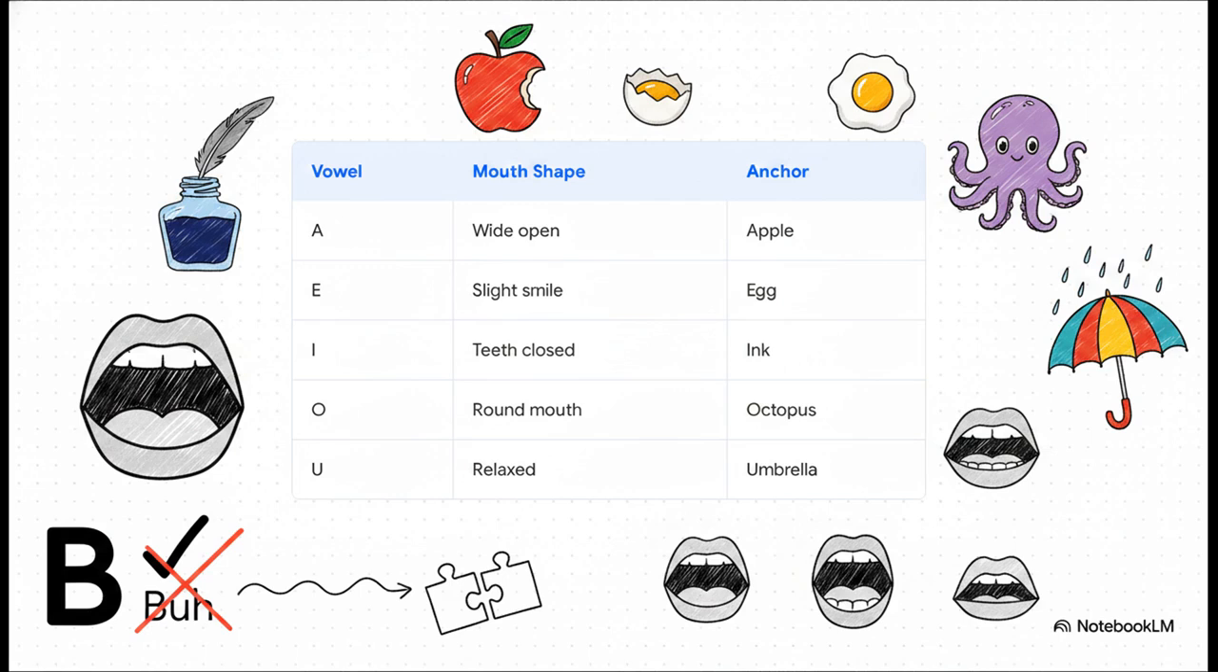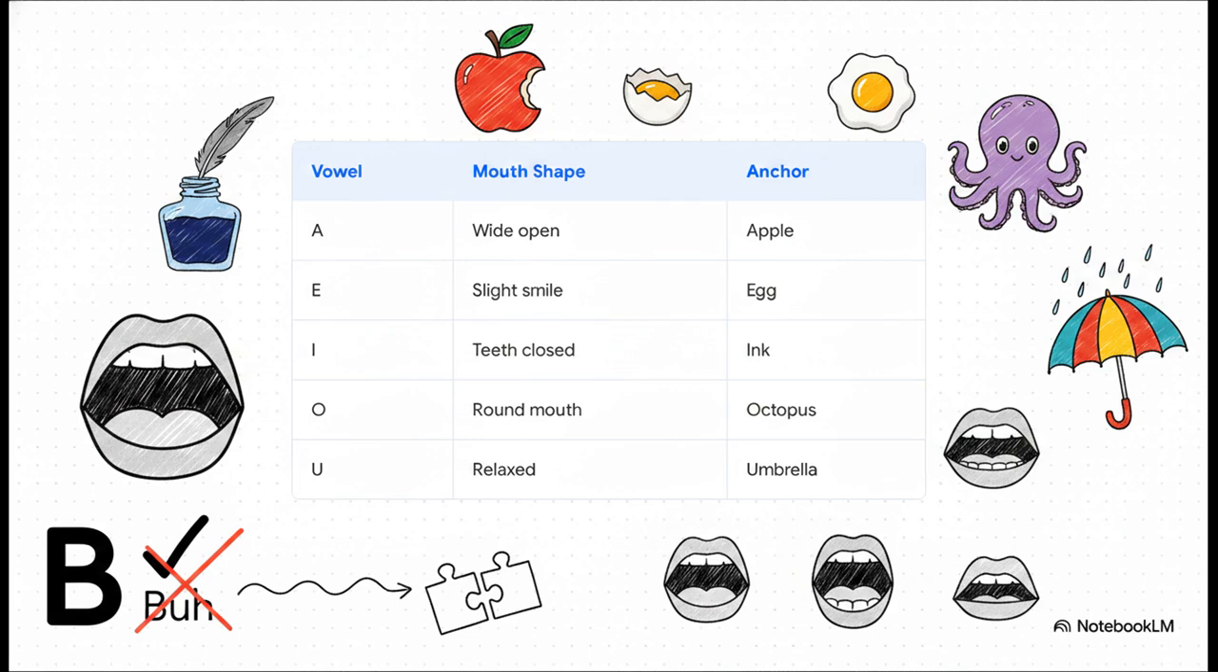For A, your mouth is wide open like you're biting into a crisp apple. For E, it's a slight smile. Your jaw drops just a bit for egg. For I, your teeth are almost closed, lips pulled back for ink. For O, you want a perfectly round mouth for octopus. And U, just a relaxed, slightly open mouth, kind of like a confused face, for umbrella.